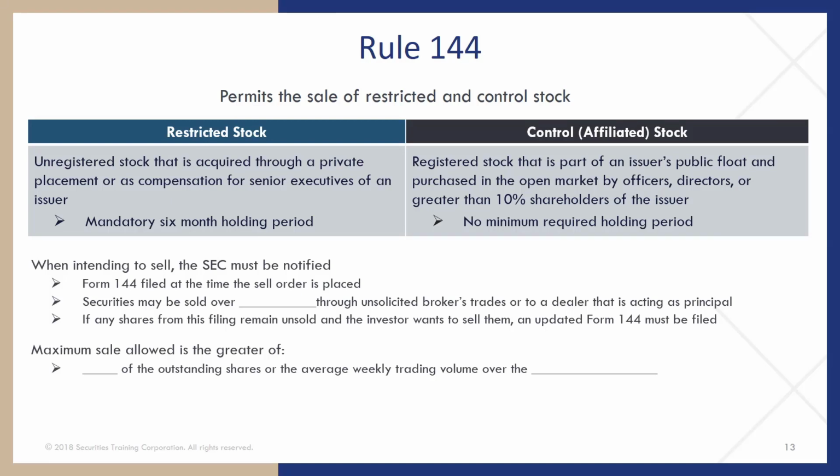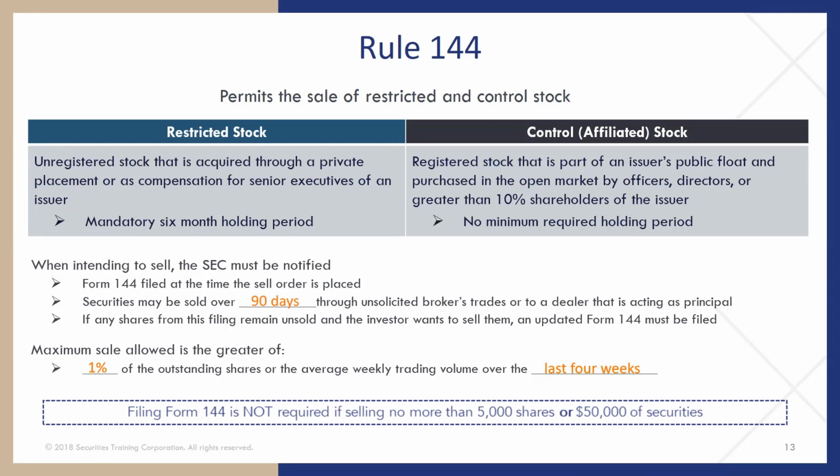Now, securities may be sold over what day period? Every 90 days, you can sell a limited quantity. And if any shares remain unsold, you have to file an updated form. So Rule 144 isn't as concerned as when you sell, restricted versus control, we discussed that, but the quantity. The maximum number of shares you can sell every 90 days is not the lesser, but the greater of 1% of the outstanding shares or the average weekly volume over the last 4 weeks.